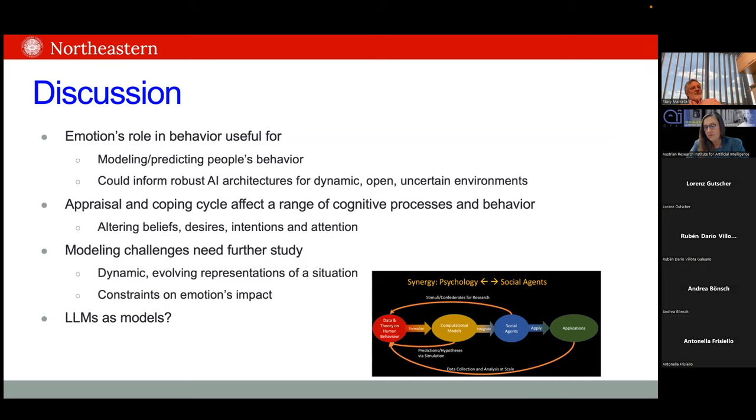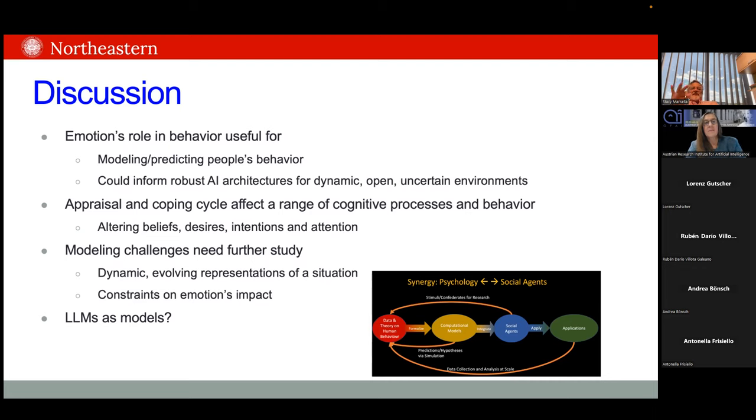This appraisal and coping cycle affects a range of cognitive processes and behavior. Furthermore, once you put this into a cycle where you have the appraisal process and coping responses altering both the actions the agent takes and also internal beliefs and desires, you get these complex sequences of unfolding responses that you see in real life, I think. However, there are some significant challenges.